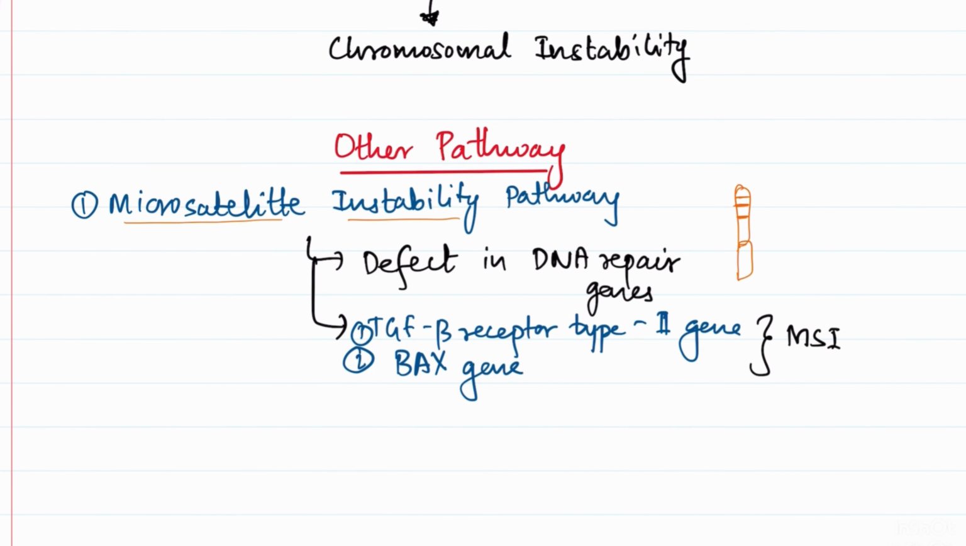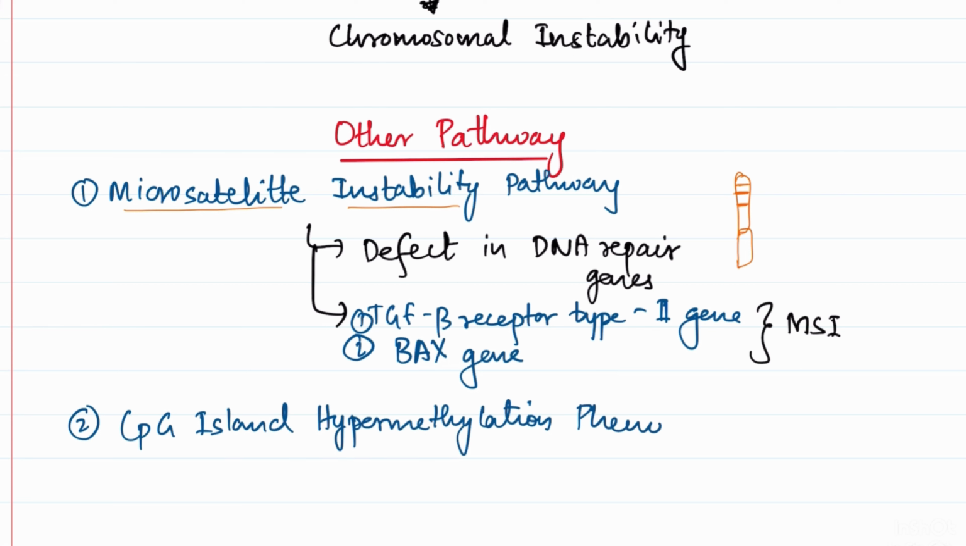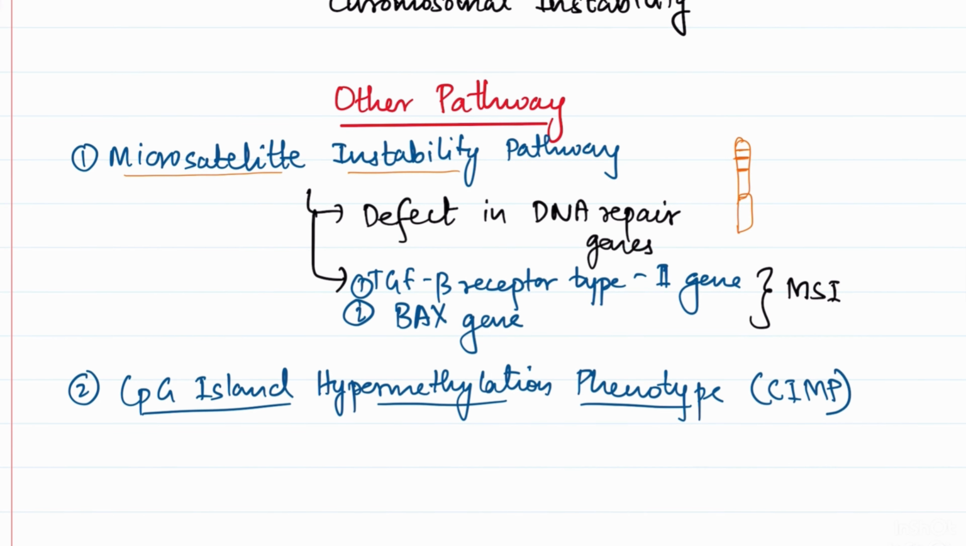And in addition to that, there are some other pathways which have really weird names which are difficult to understand. That is, one is the CpG island hypermethylation phenotype. I understand that you are not going to understand anything from this term, but the concept is really simple. We can remember this as CIMP, C-I-M-P. Now the concept here is really simple. For every gene, we know that this is our gene. It might be the gene in our chromosome.